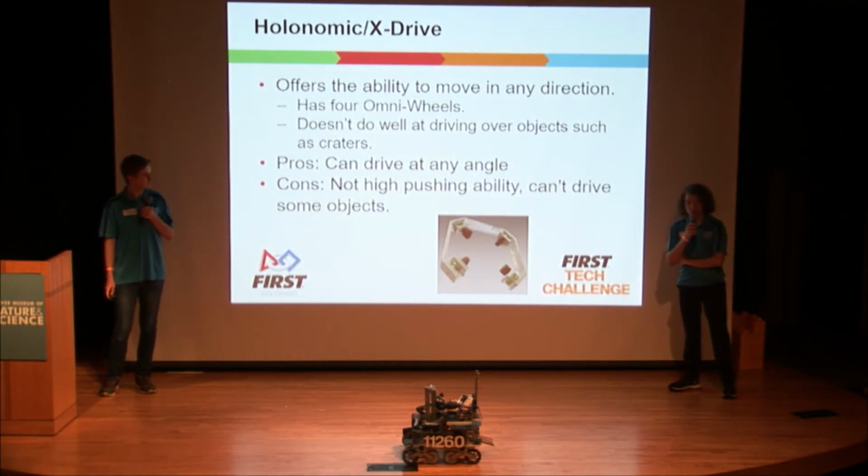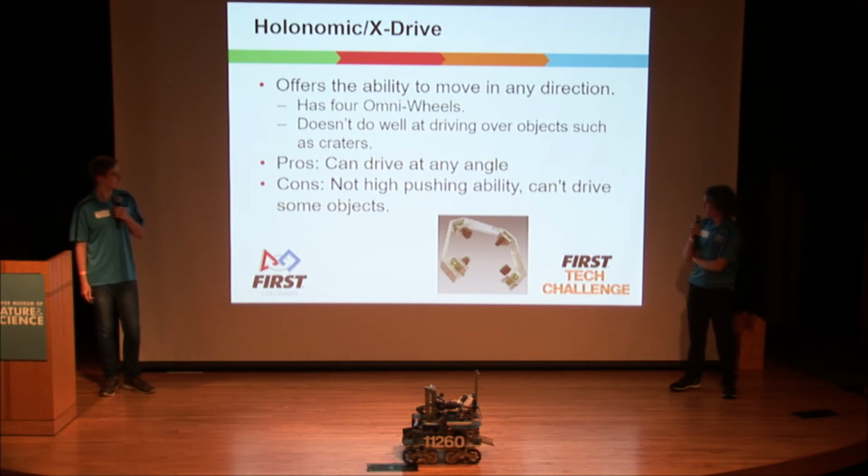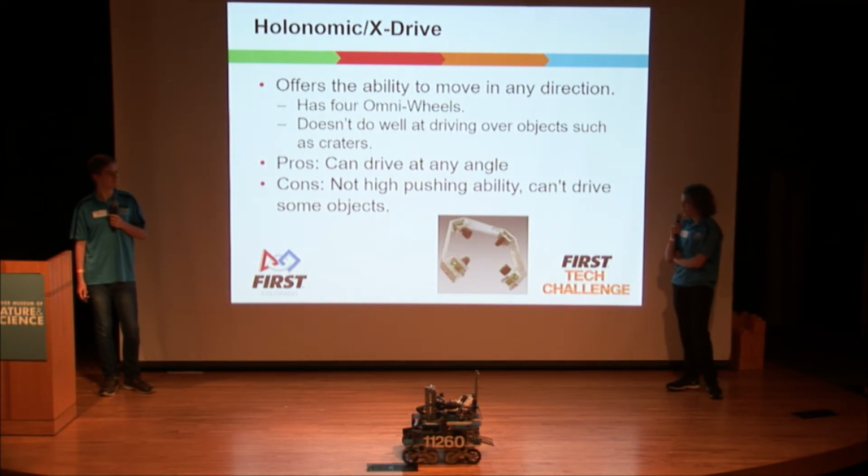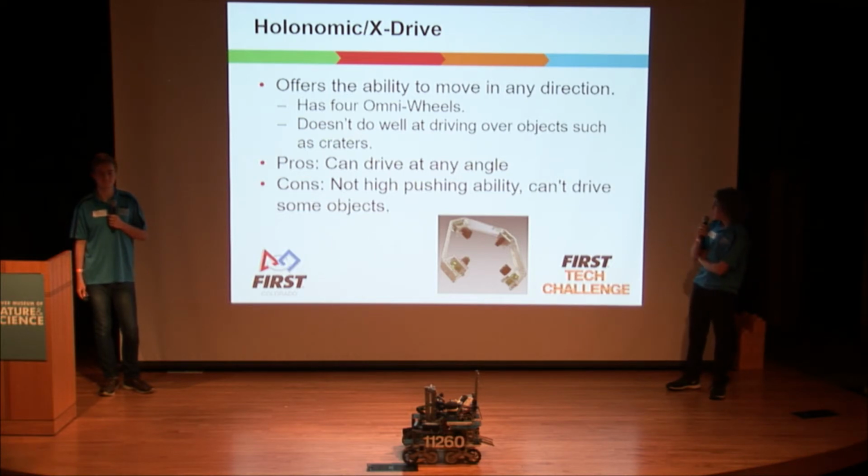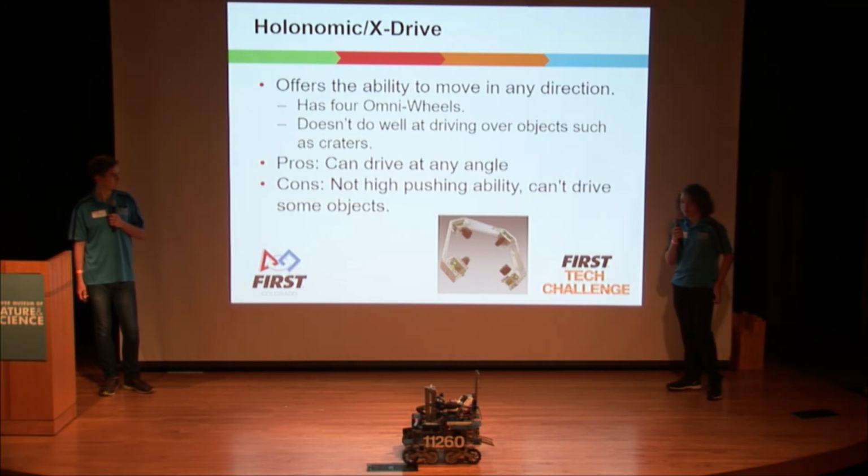Next we have a holonomic or X drive. This is a drive system where you have 4 omni wheels, one in each of the 4 corners of your robot, but they're angled at 45 degrees. So this allows your robot to move in any angle. But this does not have good pushing power, and it can't drive over some objects such as the crater.